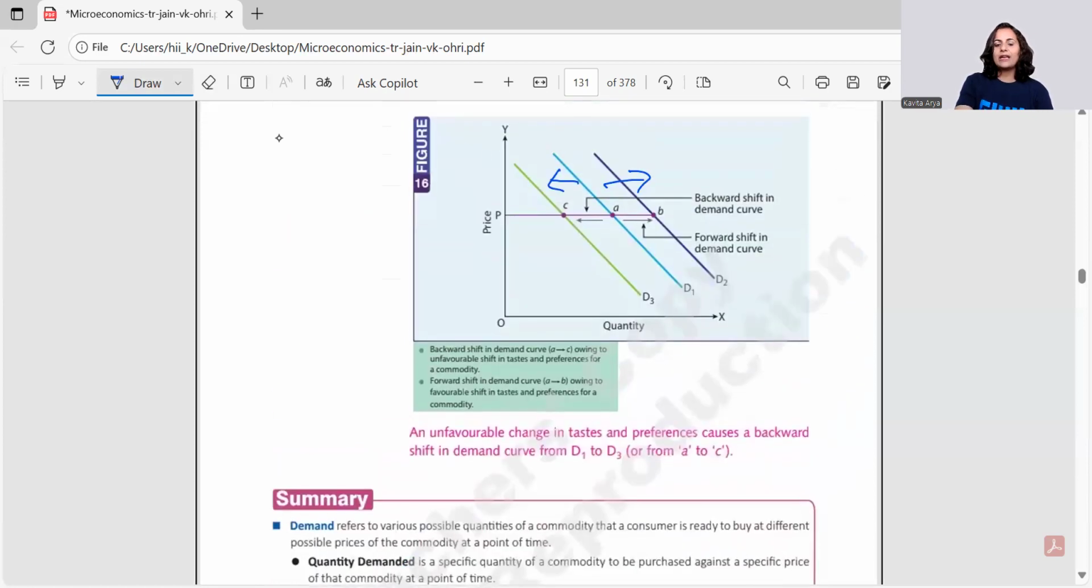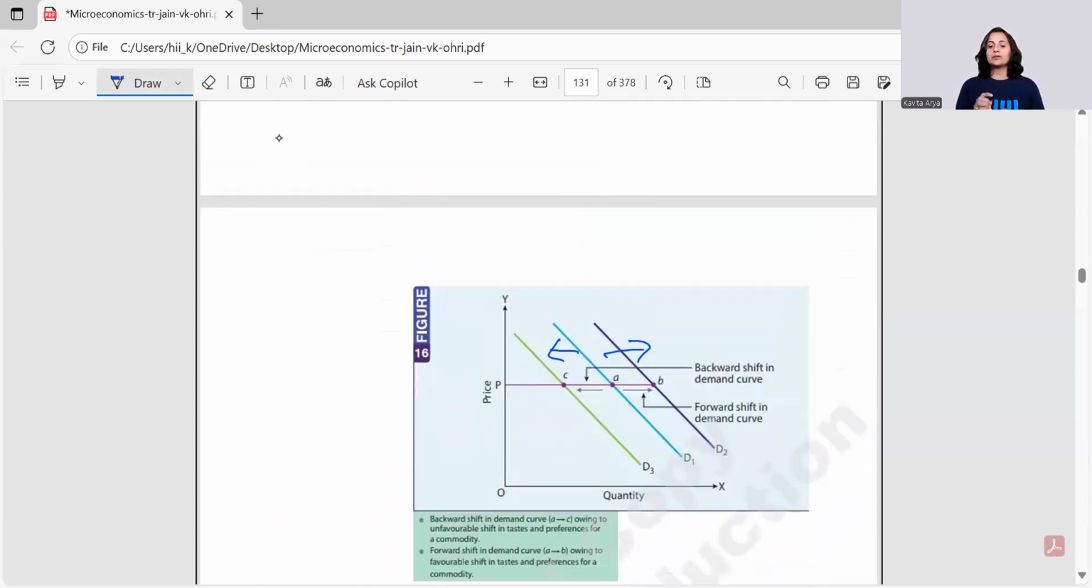With this, we have tried giving you the detailed explanation pictorially as well, along with the schedules of all the factors affecting demand.